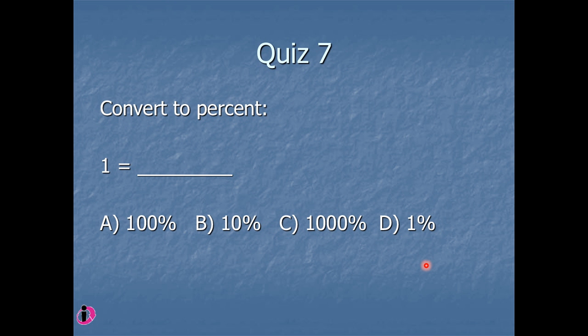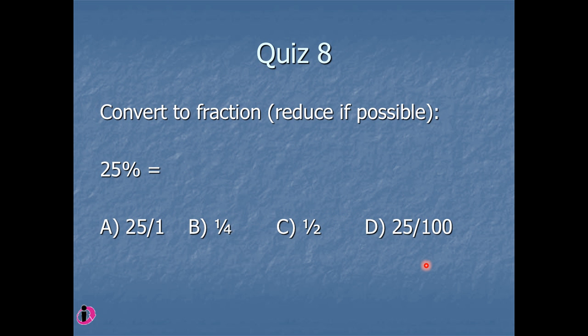100%. If you convert it to a fraction, it becomes 25 over 100, but you always know that you can reduce it, if possible. So that becomes a quarter, right? 1 over 4. Right answer is B.